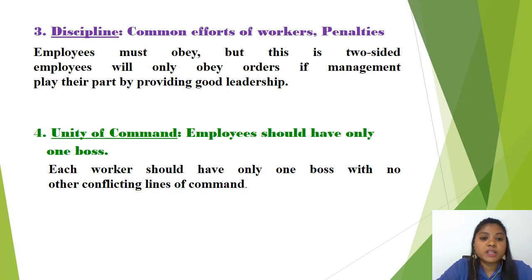Then the next principle is unity of command. This refers that an employee should receive orders from only one superior. In other words, an employee is accountable to only one superior. Now, if there are many bosses for one subordinate, it may lead to contradictory orders, and as a result, the subordinates will fail to understand whose order has to be followed. So each worker should have only one boss with no other conflicting lines of command.